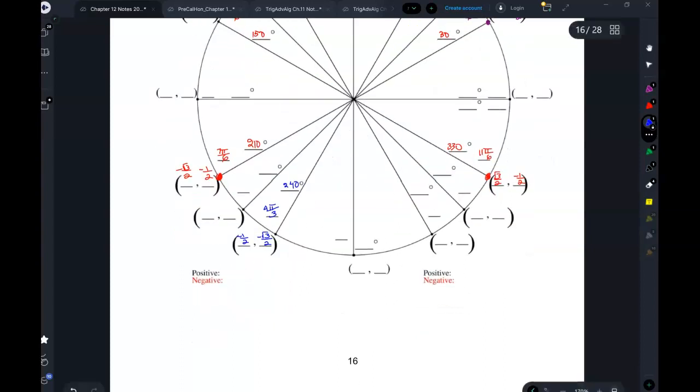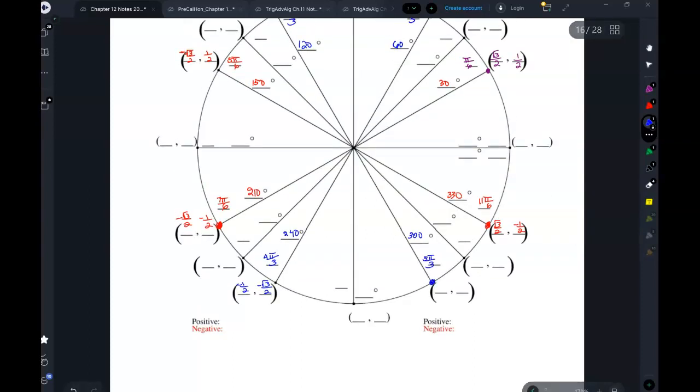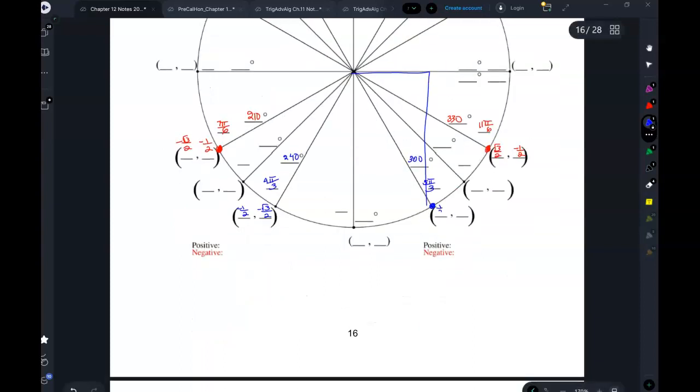Let's do this next one, 300, which is 5 pi over 3. Take a look, this is the triangle here. So to get here, what's the cosine? That's the x value. That's the shorter one on the x, and the longer one on the y, which is the sine. So cosine is 1/2, sine is negative root 3 over 2.